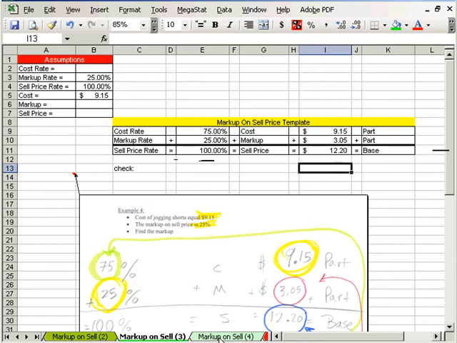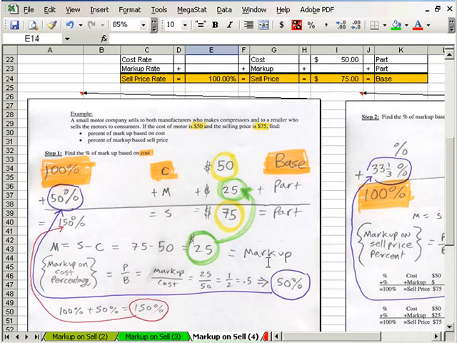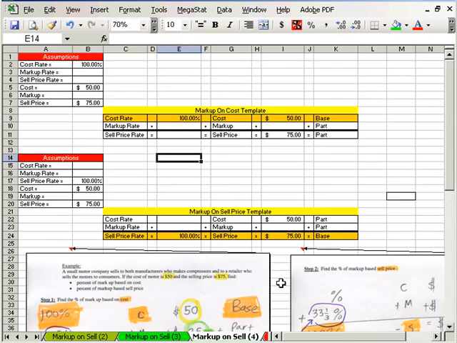Hey, let's look at our next example, markup on sell price 4. This is a great one because we're going to do both, markup on cost and markup on sell price. Again, if you work in an industry where you're talking to people in retail and in a manufacturer, you need to be able to think in both terms. And if someone just out of the blue says, hey, the markup percent is, you go, hey, is it cost or sell price?